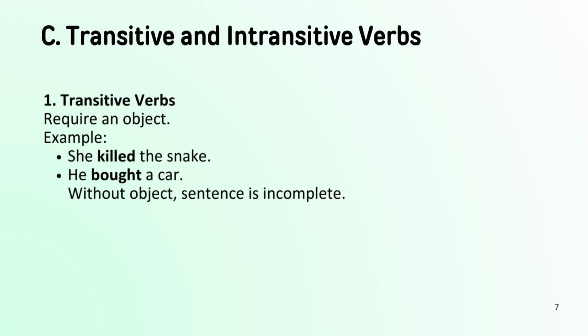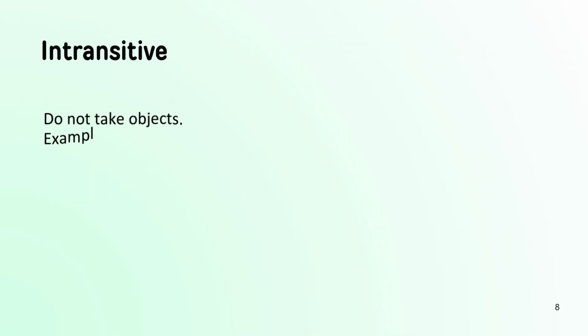The transitive verbs are the verbs that require objects. Like we are saying now, she killed the snake. The snake there is the object. He bought a car. The car is the object that receives the verb bought.